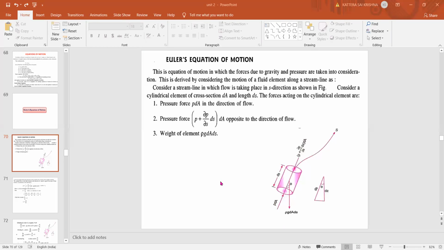Shall I go for the next slide? Yes. Please inform me if you have copied this. I'll go for the next slide.